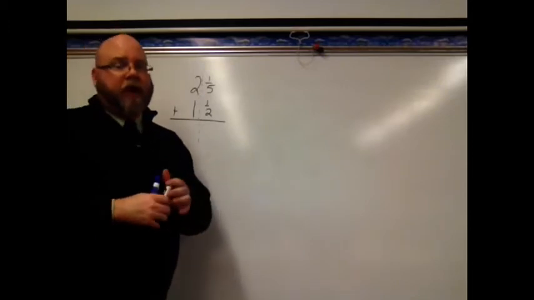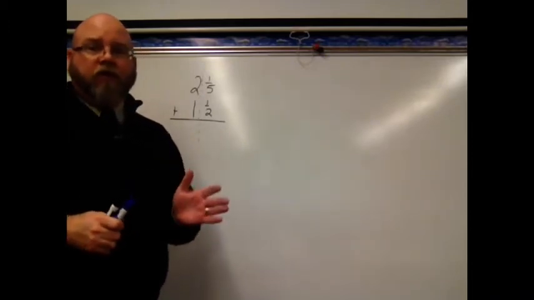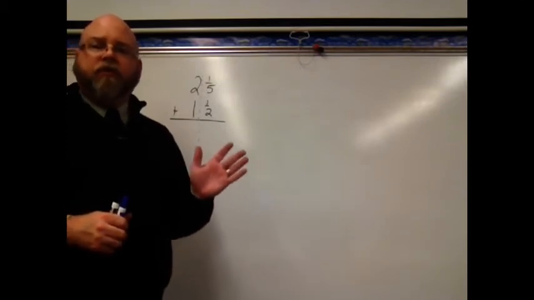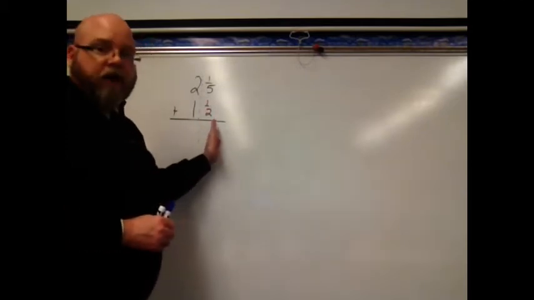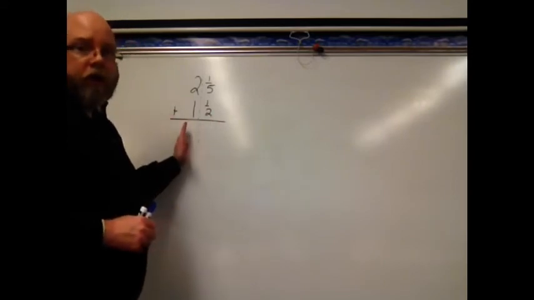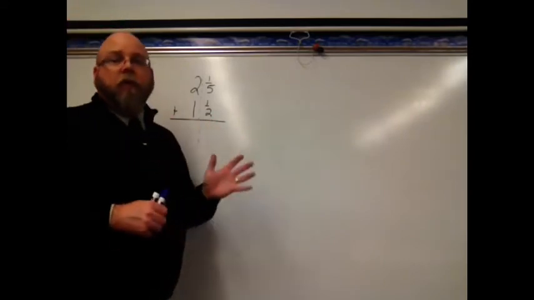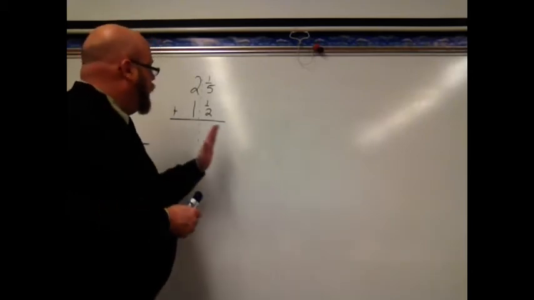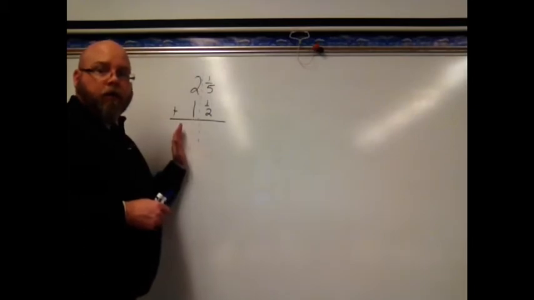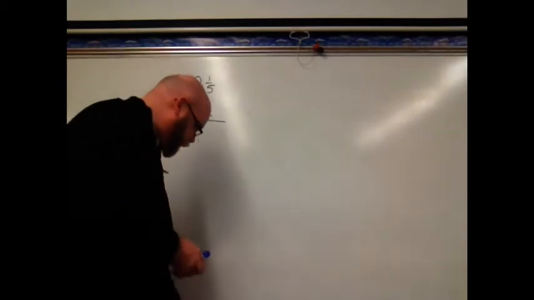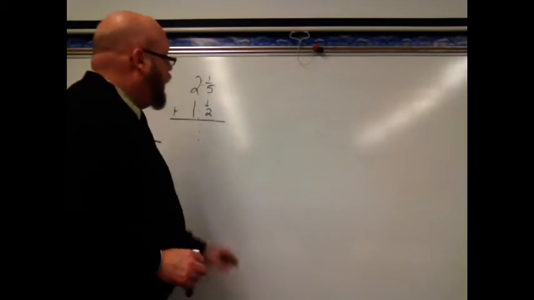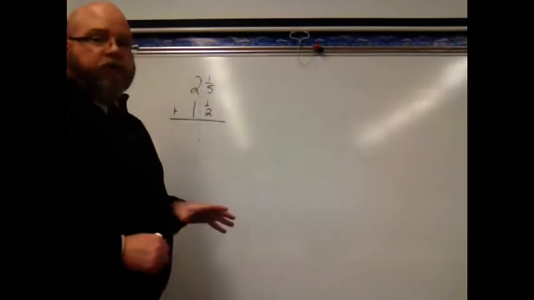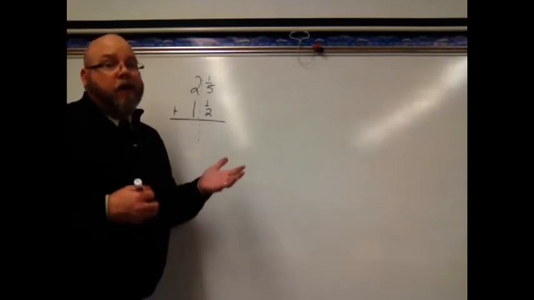Just like when we're adding whole numbers, you've got a ones column, a tens column, a hundreds column, and a thousands column. Well, with mixed numbers, we have a fraction column and a whole number column. The fraction column is what we want to deal with first. We want to add our fractions together first, and then we can go over and add in our whole number column to get our final answer. So right now we have 2 1/5 plus 1 1/2, and we want to add those two together and come up with a final answer here.